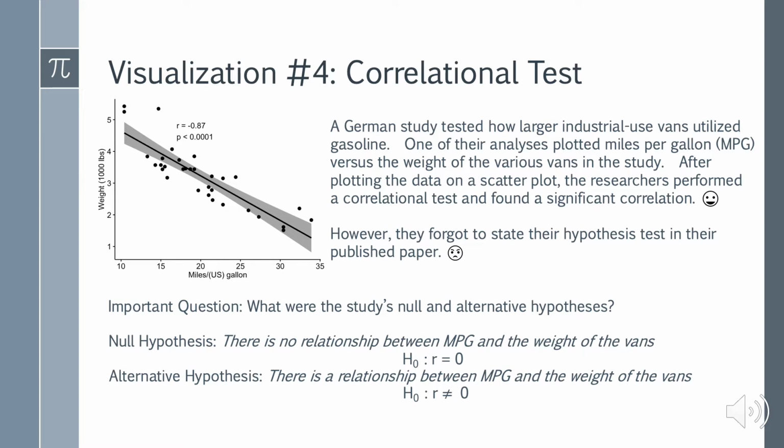Looking at the graph, we can see that the heavier the van, the lesser miles per gallon. So there is a negative correlation here. So the null hypothesis has to be rejected.